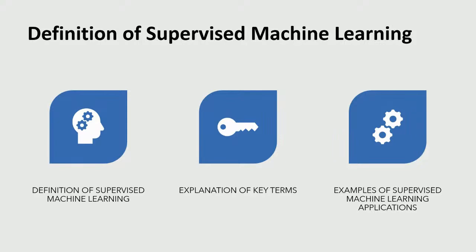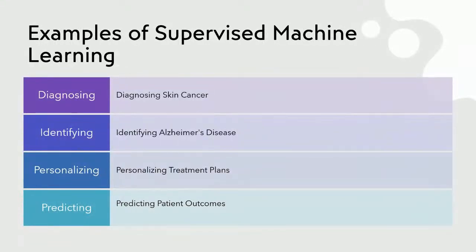Here are some examples of supervised machine learning applications. Supervised machine learning algorithms can be trained to classify images of skin lesions as either cancerous or non-cancerous. The model is trained using labeled data of images that have been verified by a dermatologist and can then be used to assist in diagnosing skin cancer. Supervised machine learning algorithms can be trained to analyze brain imaging data to identify patterns that are indicative of Alzheimer's disease. This can help diagnose the disease at an earlier stage, allowing for more effective treatment and management.